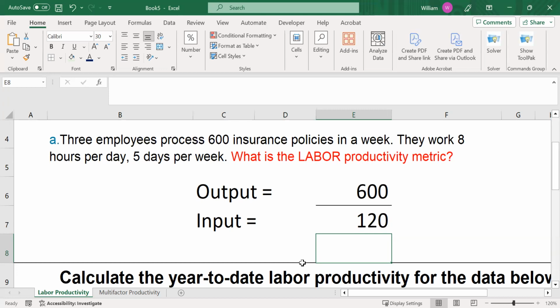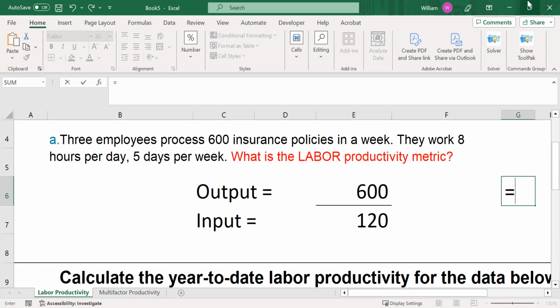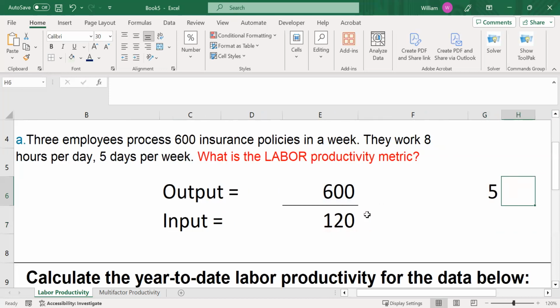Okay. So in 120 hours, these guys were able to generate 600 policies. Our labor metric here then becomes just a simple 600 divided by 120, right? And what I get here is that the productivity was approximately 5 policies every hour. Okay. So if I was a manager trying to figure out whether or not this is acceptable, I at least now have numbers to start working with, and I can say, on average, we generate 5 policies each hour.